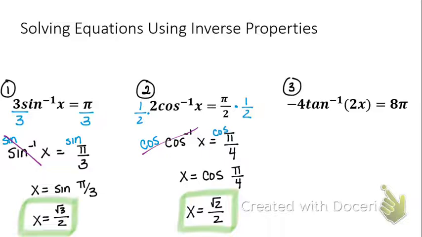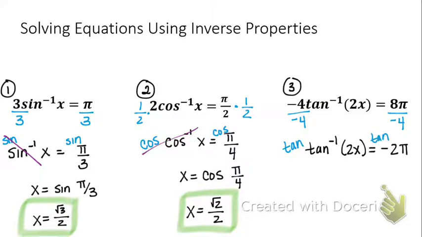Question number 3, we need to divide out that negative 4 or multiply by negative 1 over 4. So we get inverse tangent of 2x equals negative 2 pi. Then we take the tangent of both sides to cancel out the inverse tan. And we get that 2x equals the tangent of negative 2 pi.